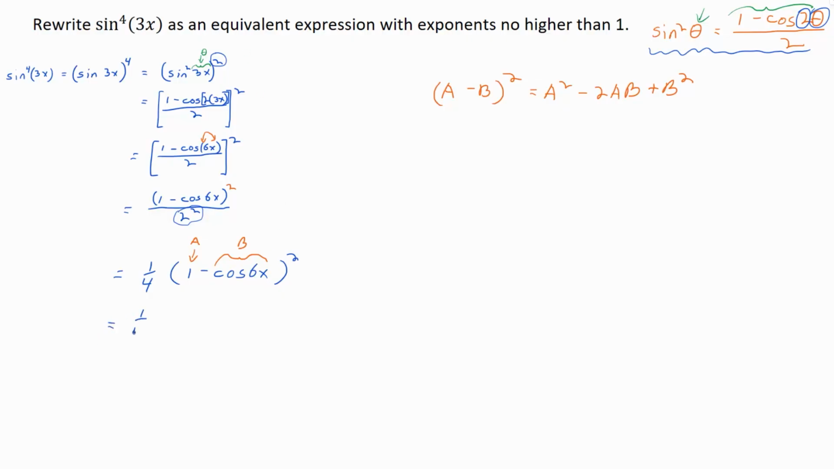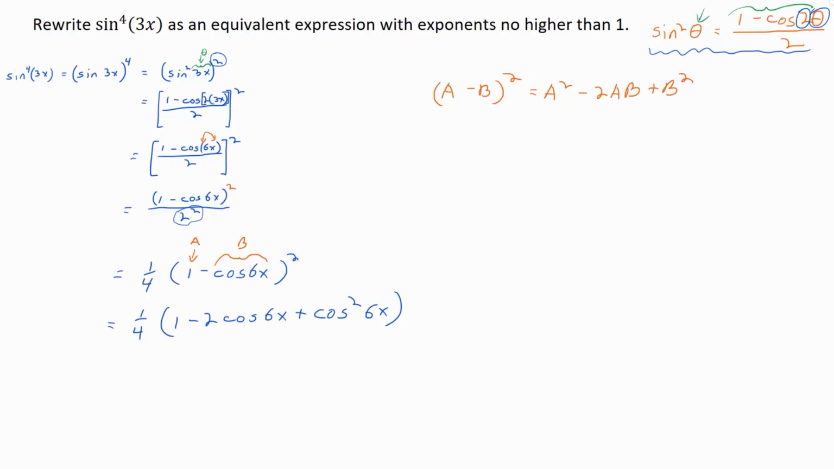And I get 1/4 times the quantity. Okay, a squared is just 1 squared, 1, minus a times b doubled, minus 2 times 1, well, 2 times 1 times cosine of 6x, which is just minus 2 cos 6x, and then plus b squared, which is cosine squared of 6x.